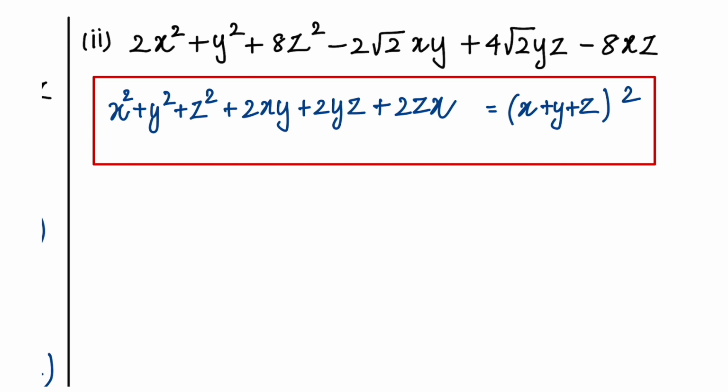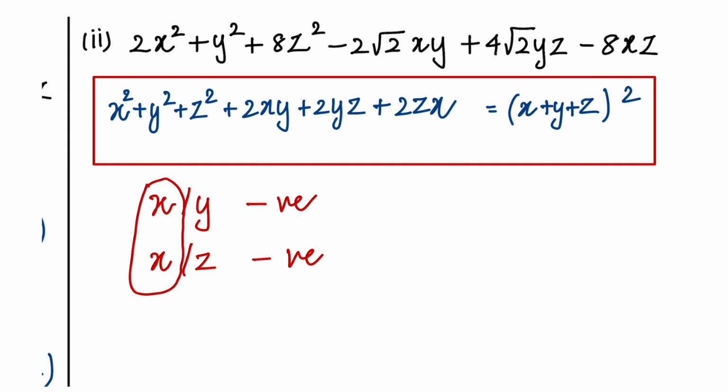Now let us first start with the negative terms here. We have two negative terms. One is minus 2 root 2 xy, so either x or y is negative. If both were negative, the term would become positive, but here it's a negative term. And the last term is minus 8xz, right? So either x or z is negative. In these two, you can see x is common, so x is the negative term. Have this in your mind.